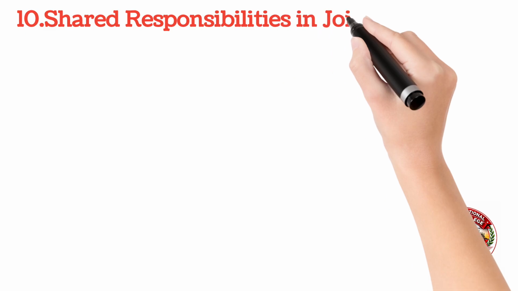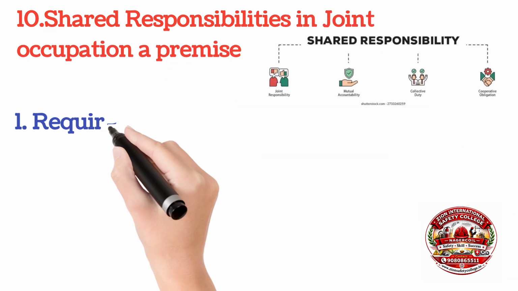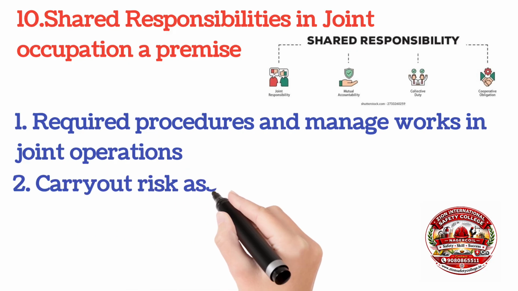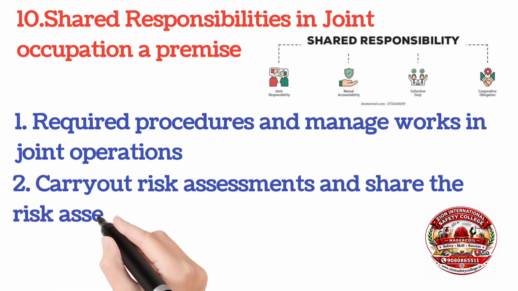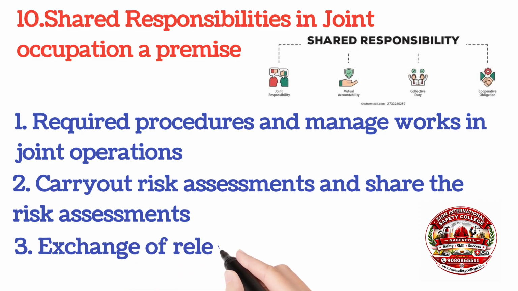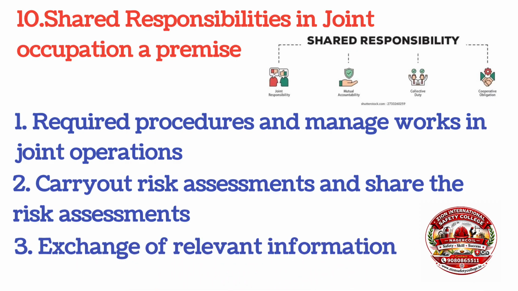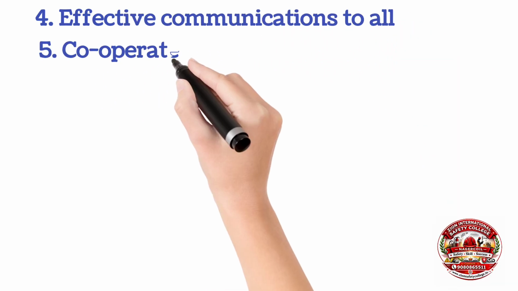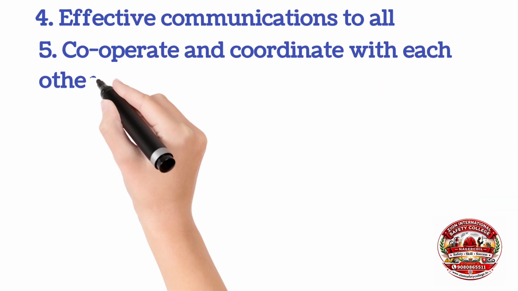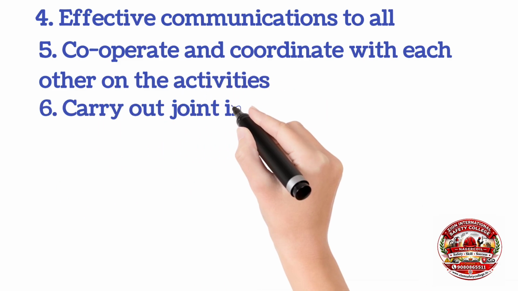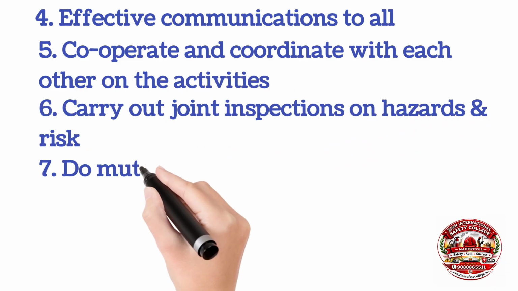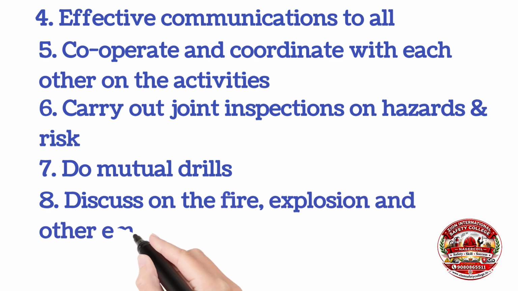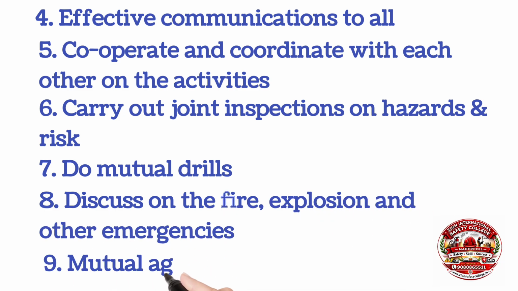Shared responsibilities in joint occupation of a premise. Required procedures and manage works in joint operations. Carry out risk assessments and share the risk assessments. Exchange of relevant information. Effective communications to all. Cooperate and coordinate with each other on the activities. Carry out joint inspections on hazards and risk. Do mutual drills. Discuss fire, explosion, and other emergencies.